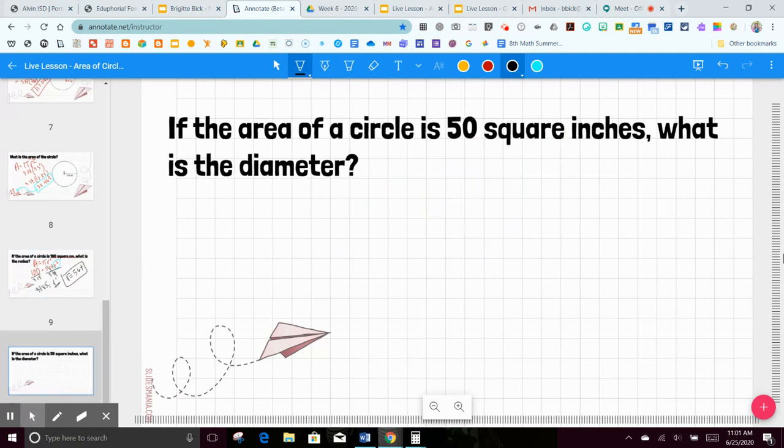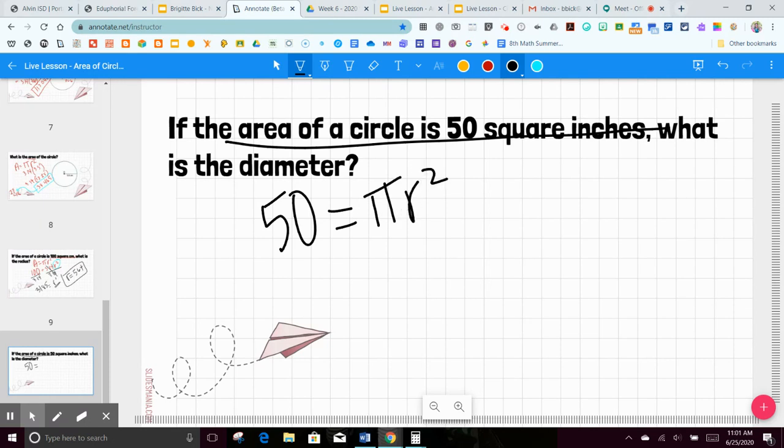Last example. If the area of a circle is 50 square inches, what is the diameter? Okay. So we have 50 is the area. We know it's pi r squared. We need to tell ourselves that we're looking for diameter, because remember that's 2 times the radius. And this answer is going to give us the radius because we don't have a formula with diameter.